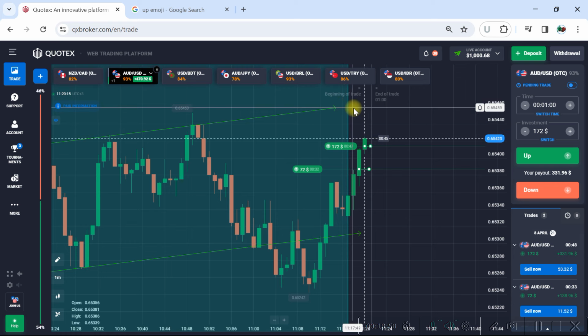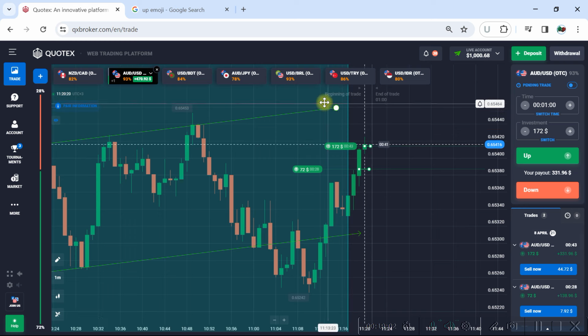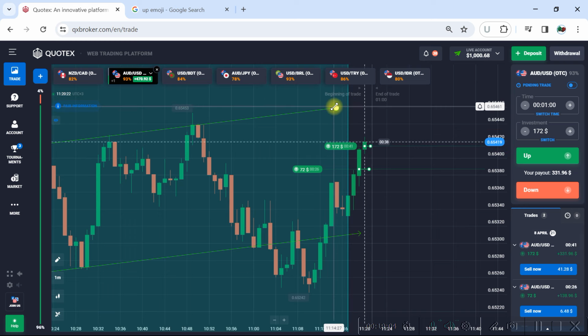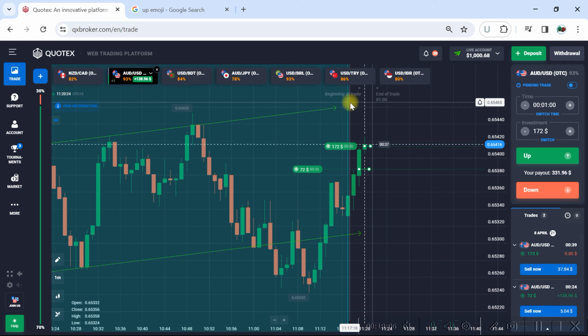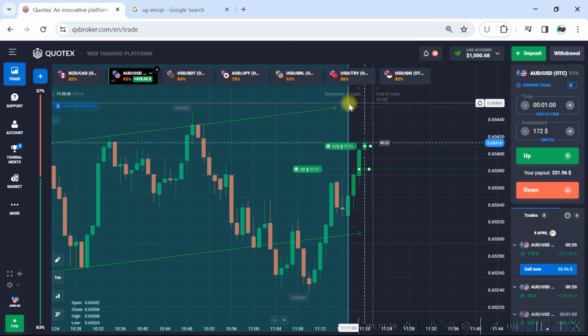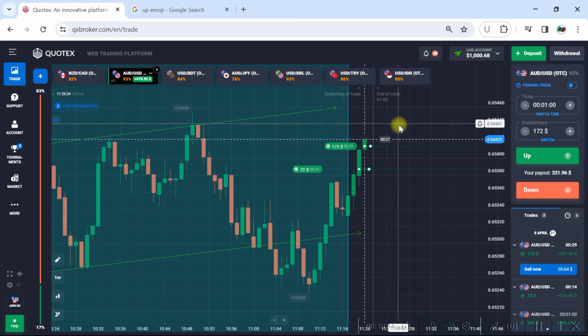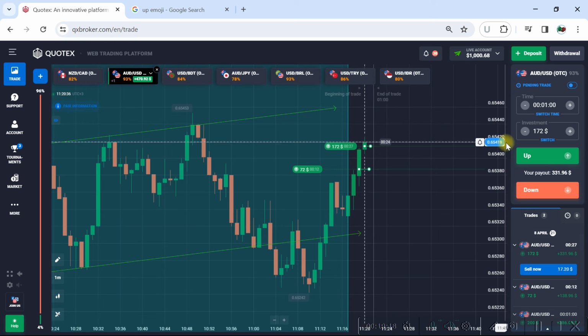I'm hoping that price rallies back to the top and it gets to this resistance level. If it gets there, we will have made profits. So we can still look at the next trade. We can do $132.